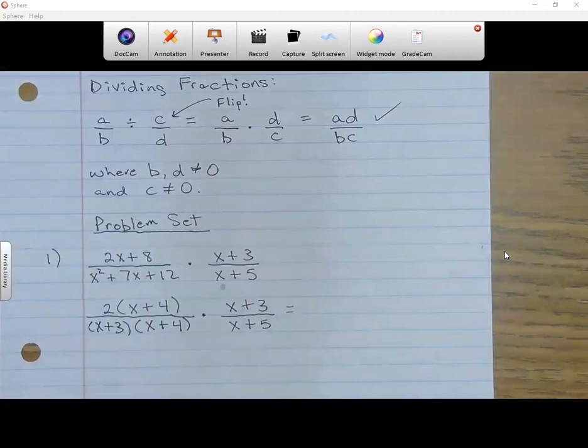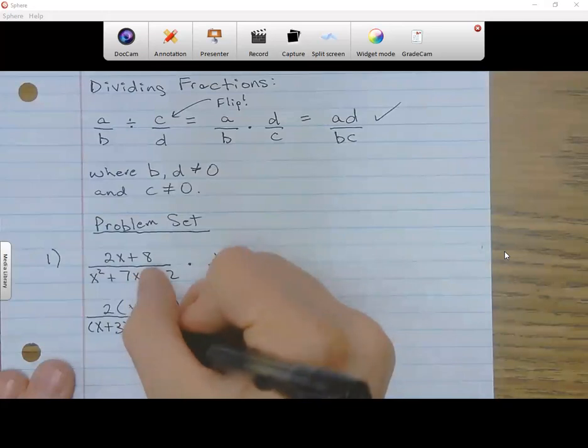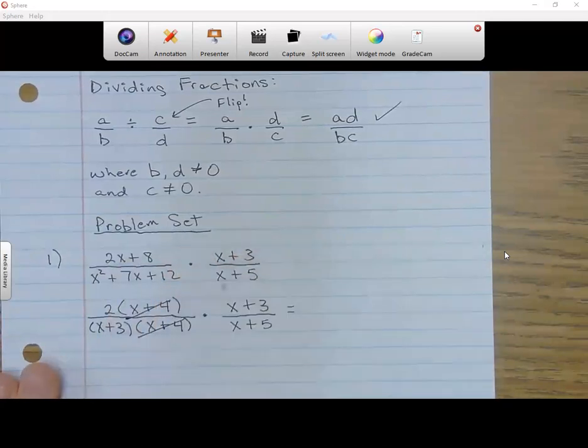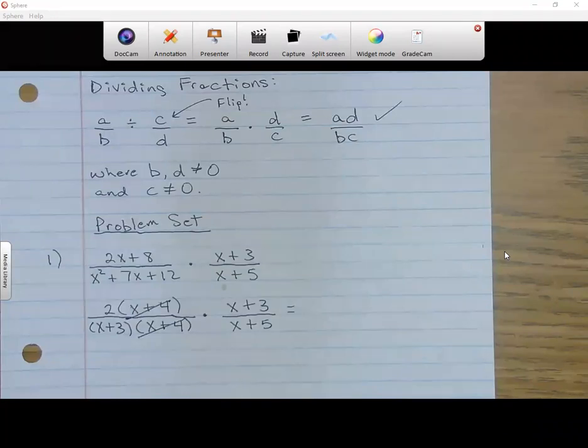Okay, so now I start canceling things out if they're the same on the top and bottom. So what's the same on the top and bottom? The x plus 4s, so I can cancel those out. What else is the same on the top and bottom? The x plus 3s, right? So I can cancel those out.